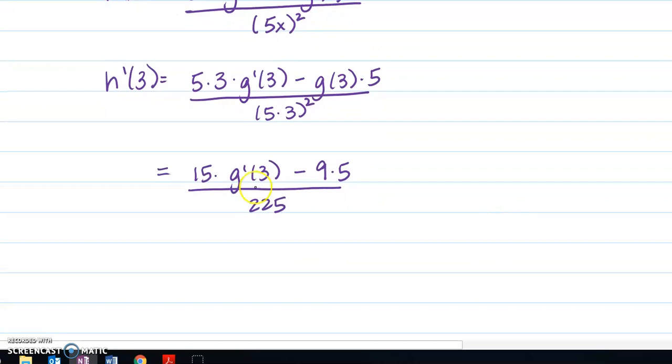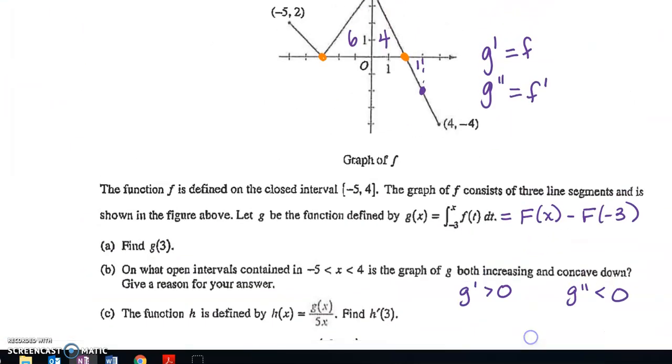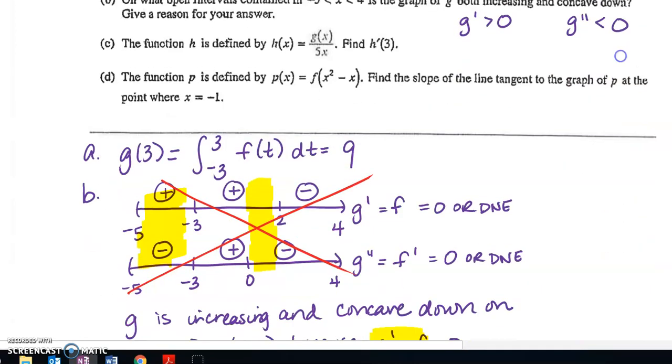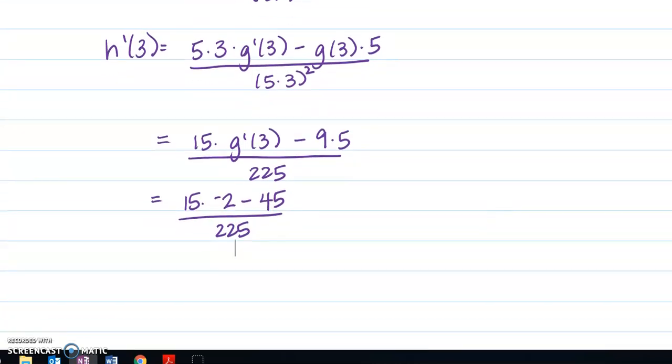G prime of 3 is the same thing as F of 3 because of that connection that we've made. So going back up here, F of 3 is equal to -2. And you can leave your answer just like that because it's a no calculator part. You're allowed to leave your answer in terms of add, subtract, multiply, and divide.